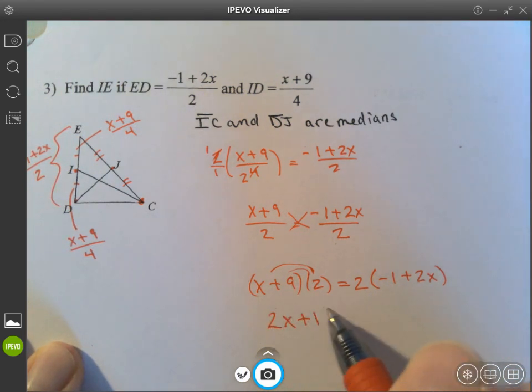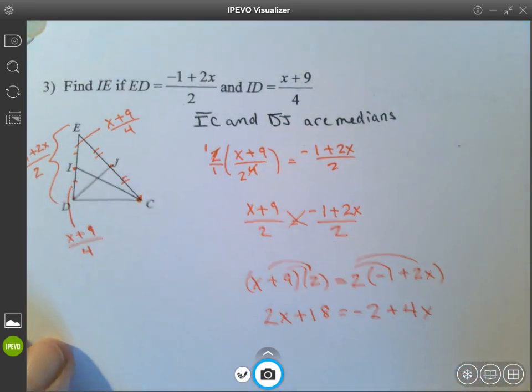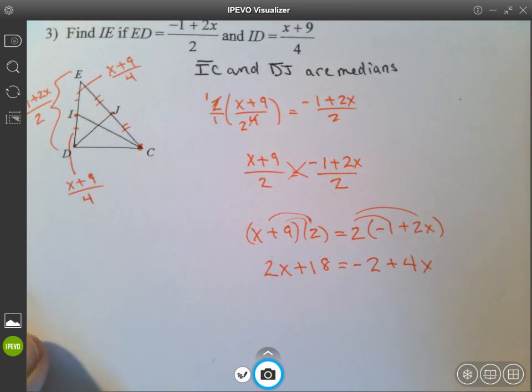All right, guys, so I'm going to distribute, and you're doing this along with me, right? 2x plus 18 equals, distribute, negative 2 plus 4x. Okay, so how do you guys want to solve this? Which way do you want to move?